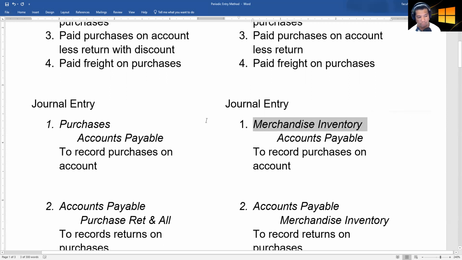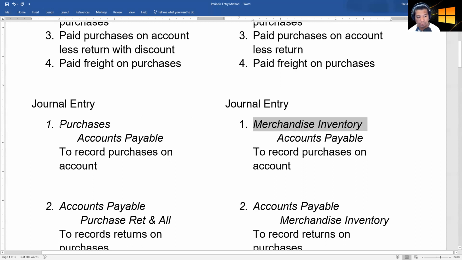What is the difference between the two? There's none. Only the term, di ba? Kasi ang ginamit po dito is purchases, but in here, ginamit po natin dito is merchandise inventory pa din. But the same debit, only the term differs, right? And the same credit, accounts payable. So yun lang po ang pinagbago.